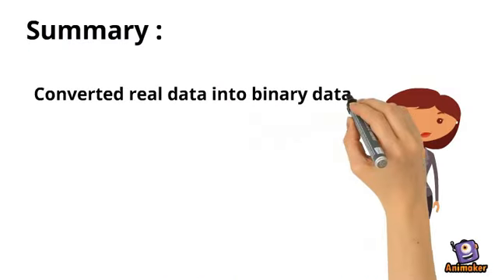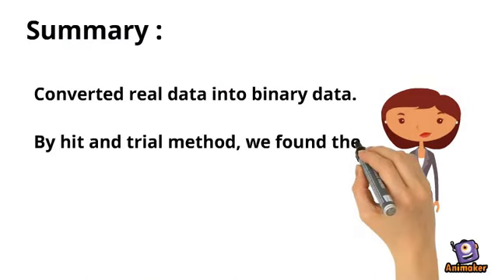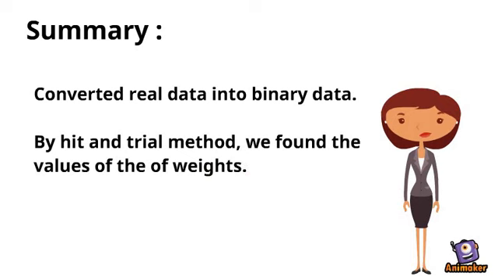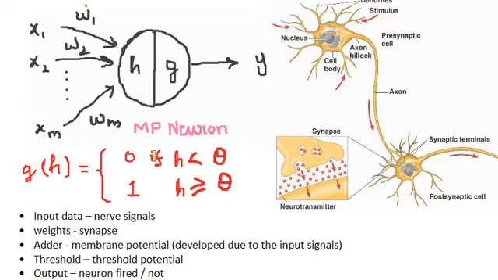Now let us look into the summary. We converted the real data into binary data and by hit and trial method we found the values of weights. We also related the MP neuron with biological neuron.